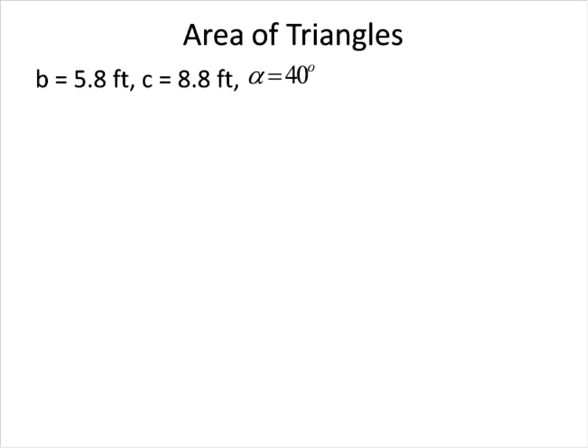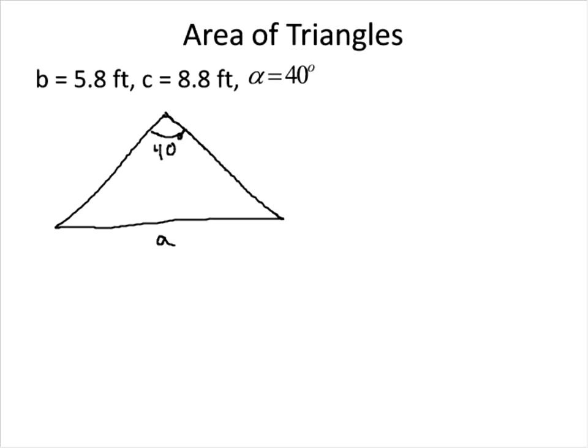Here's an example. I have two sides, B and C, 5.8 feet and 8.8 feet, and I have angle alpha, that's 40 degrees. Now, remember, we're going to draw ourselves out a nice triangle, which we're going to do every time. So if I call this angle alpha, that's 40 degrees. Of course, this side would have to be A. Let's call this angle beta. I don't know what it is, but I know the side opposite that is 5.8 feet. And that would leave this side as gamma, which would make this side 8.8 feet.